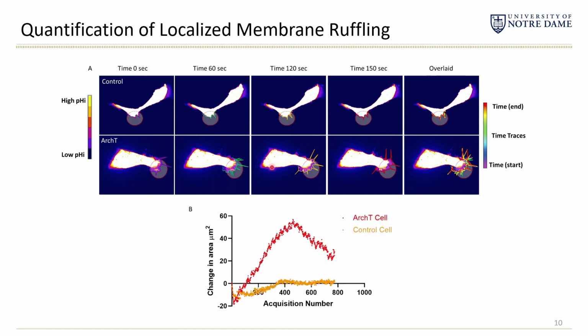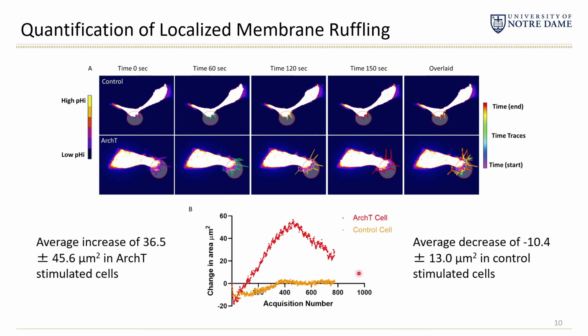We quantified these membrane protrusions by looking at a change in area over the course of the stimulation experiment. Shown in red here is the ArchT-stimulated cell, and you'll notice that there is an increase in total area of the cell, while this control cell does not experience an increase. We quantified this over a number of cells, and on average, the ArchT cells have an increase of around 36 microns squared, while the control-stimulated cells have a decrease in area of around -10 microns squared. These data suggest that the localized membrane protrusions are induced by the increased pHi that's caused by ArchT activation.